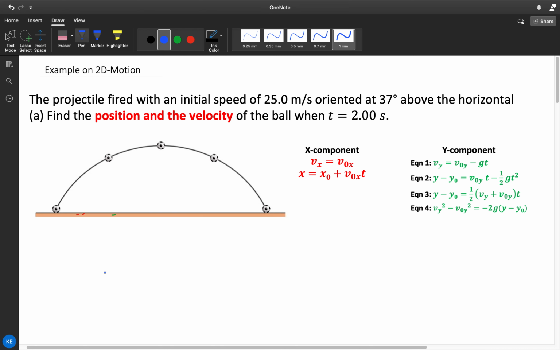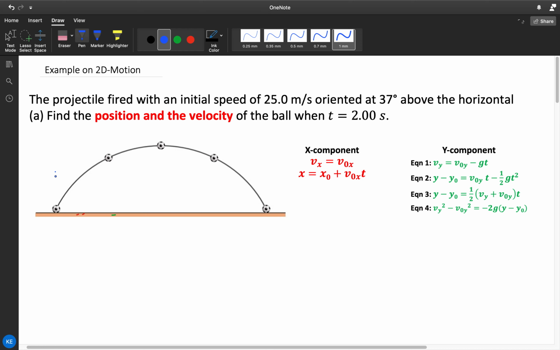An example on projectile motion. The projectile is fired with an initial speed of 25 meters per second, oriented 37 degrees above the horizontal. For letter A, find the position and the velocity of the ball when time is equal to 2 seconds.